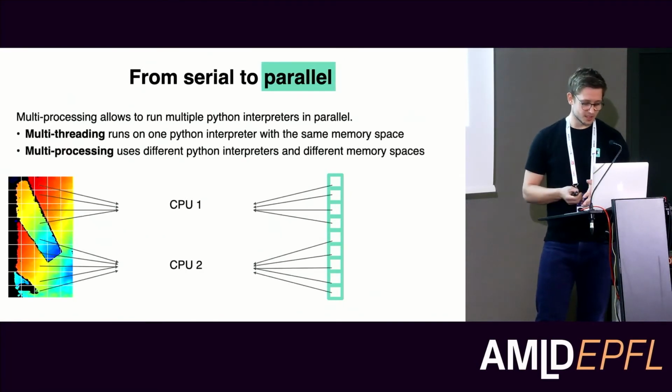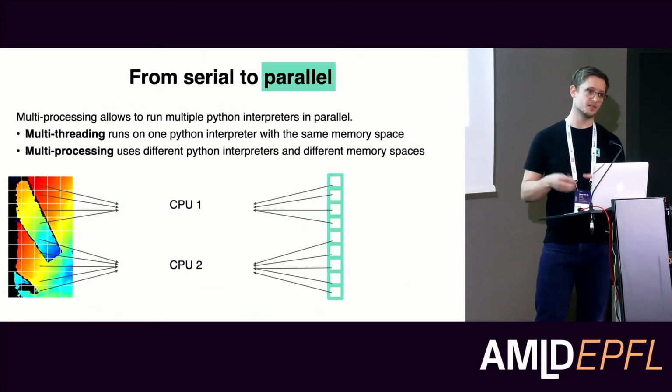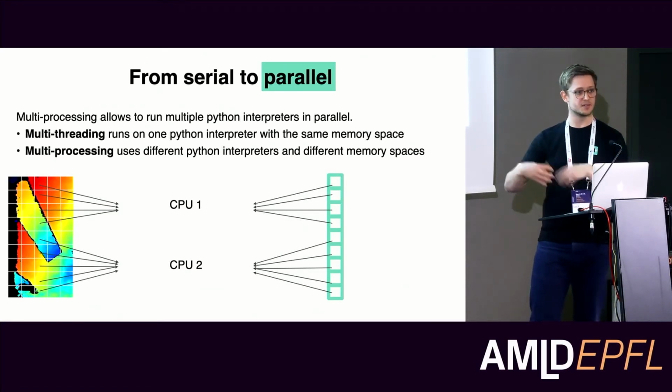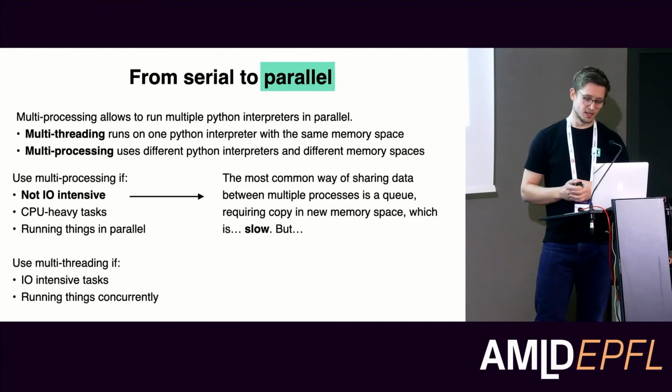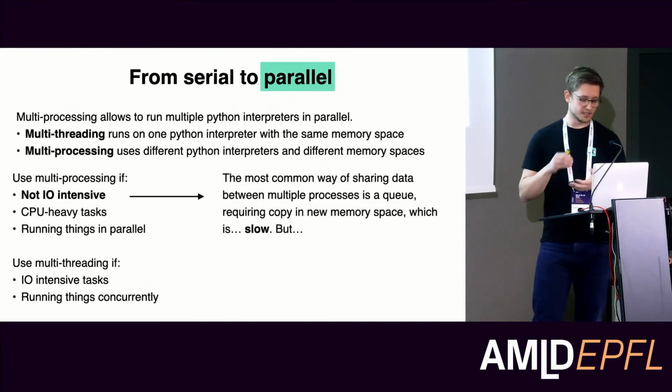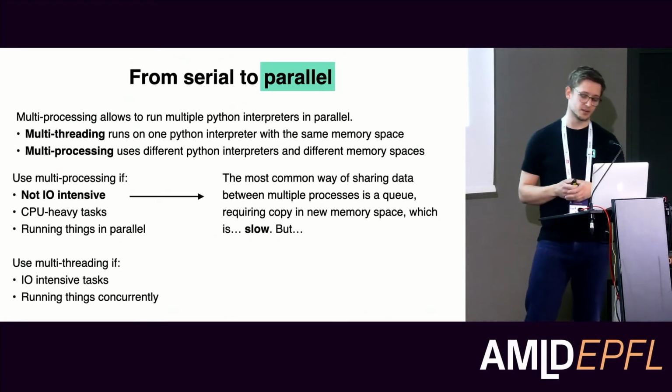What we have to do instead is actually do multiprocessing instead of multithreading, because here we have different Python interpreters with their different memory spaces, and so you can actually get the gains from a system that has multiple CPUs or cores. So just to summarize that, multiprocessing for CPU-heavy tasks, multithreading for I/O-intensive tasks.